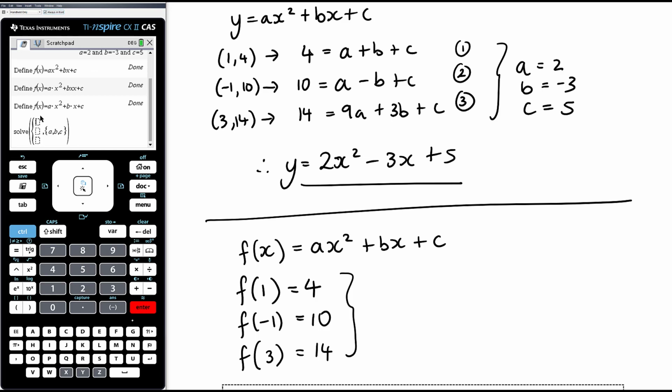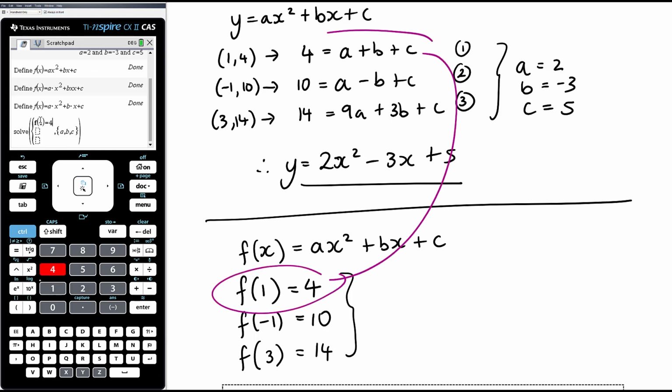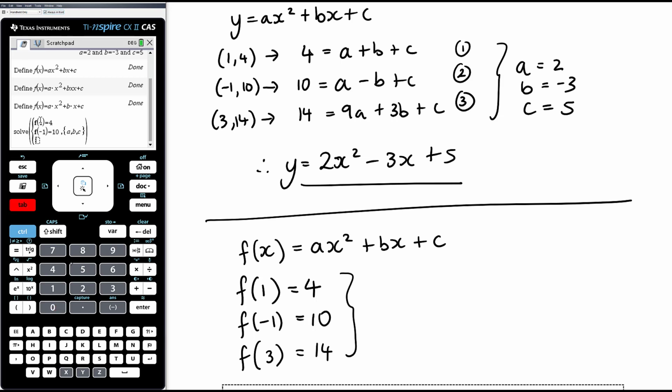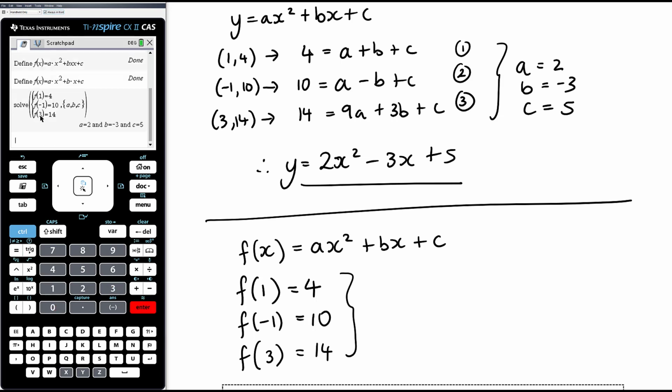And then I'm literally just going to type f of 1 equals 4, because that is this. I don't need to actually generate the equation. I don't need to actually see the equation. My CAS can do it and solve it. F of -1, all in the one step, equals 10. And then this one, f of 3 equals 14. Great. And it will solve those 3 equations to find that A is 2, B is -3, and C is 5. And so therefore the equation is 2x squared minus 3x plus 5.